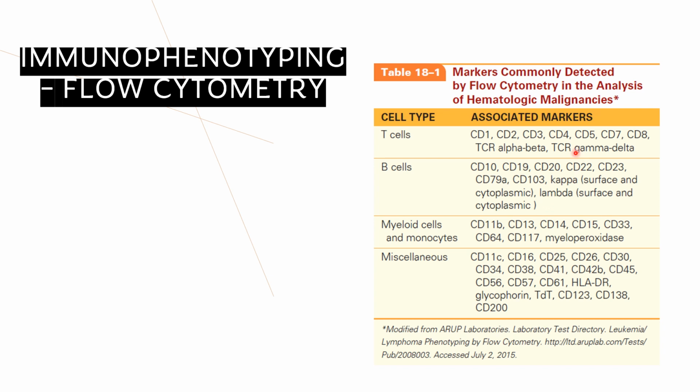So these are the different commonly detected markers through flow cytometry. So the T cells, we can see them with these markers, and these are for B cells. Since there is no single surface marker that is specific for hematologic malignancy, the laboratory uses a panel of antibodies to identify markers for proper diagnosis.